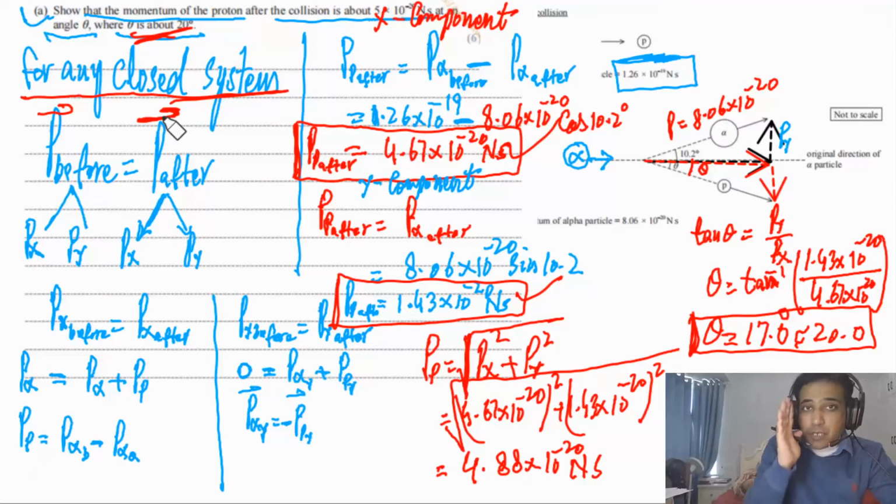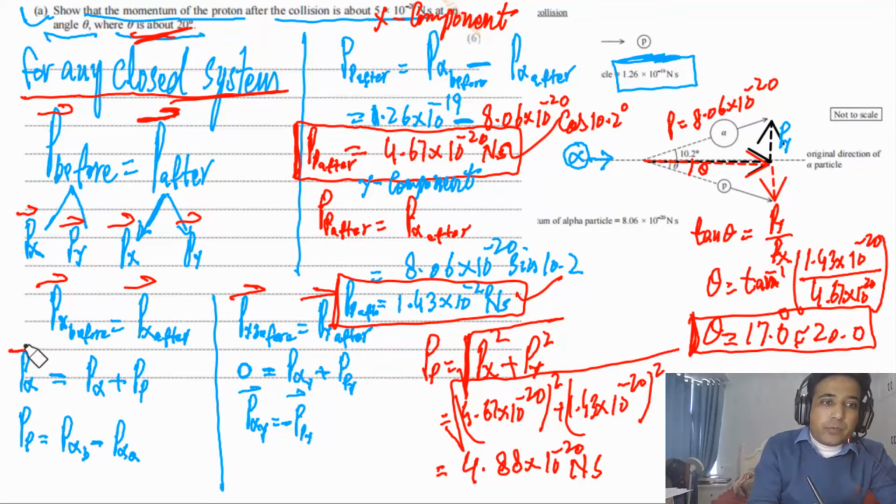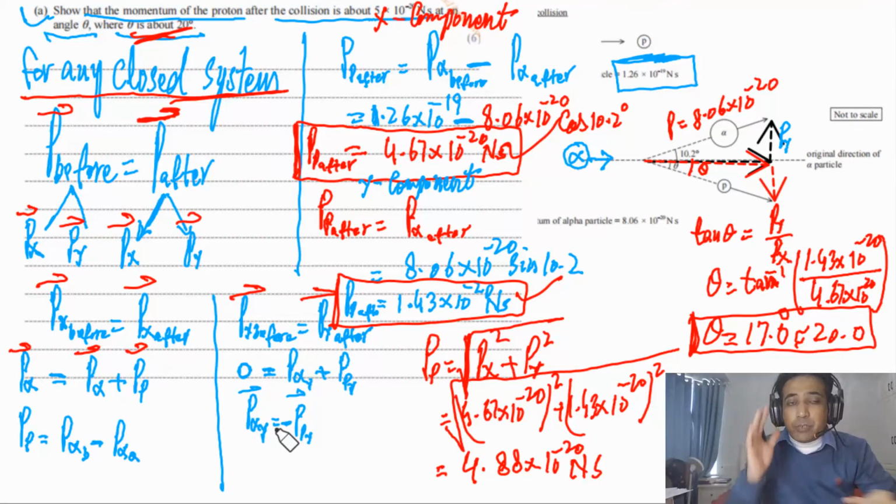This is a vector, meaning direction and magnitude before and after has to be the same. Then we can break this down into two components, along x and along y. Along x it has to be the same, and along y momentum also has to be the same in magnitude and also in direction. Then we can resolve into components and figure out what we need to calculate. So this is the main method.